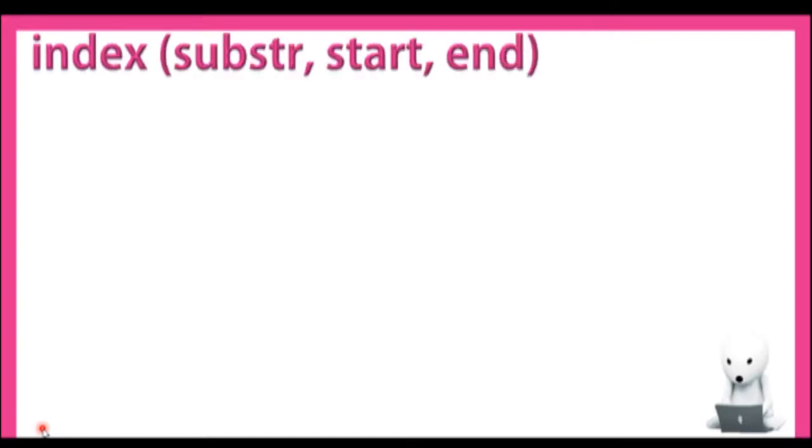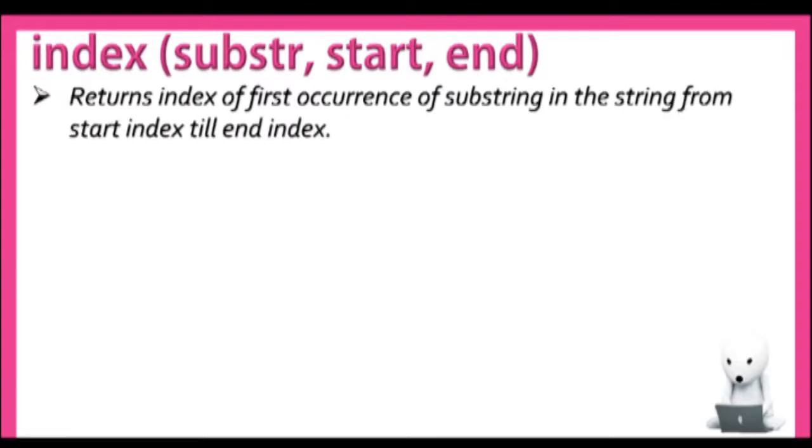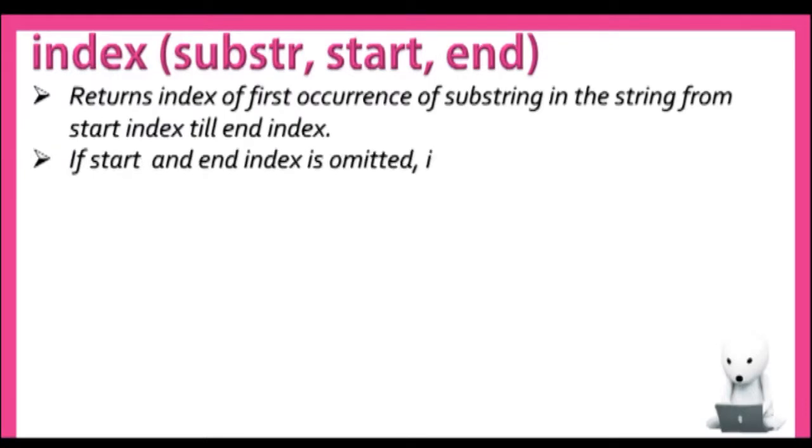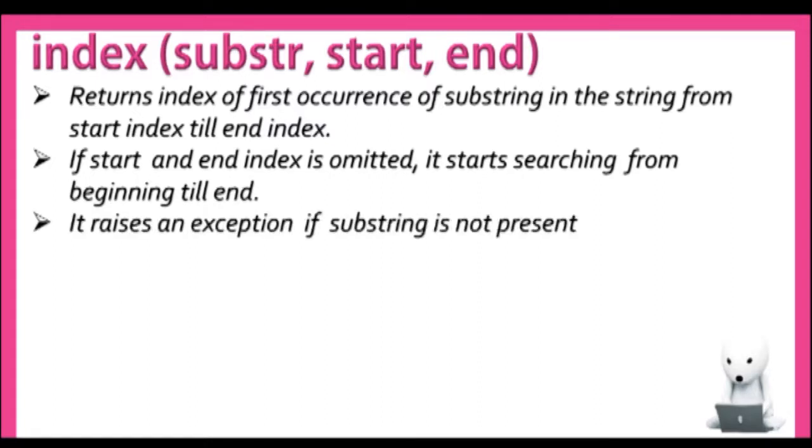Next, index, with substr, start comma end. It returns the index of the first occurrence of the substring in the string from the start index till the end index. If start and end index are omitted, it starts searching from the beginning till the end. But in case that substring is not present, this will raise an exception.